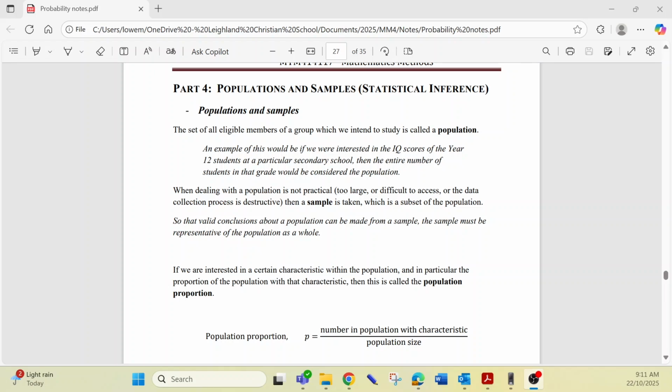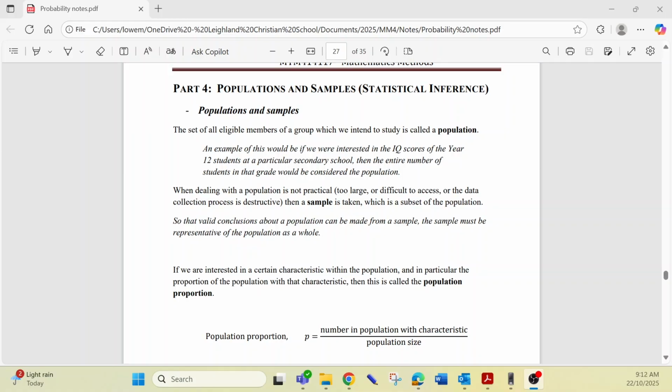Okay, so we're just looking at part 4 of the probability and statistics unit, and this section is looking at something called statistical inference, or populations and samples.